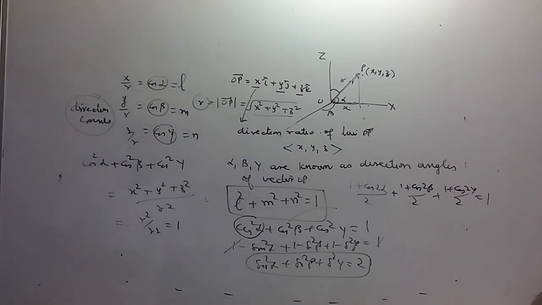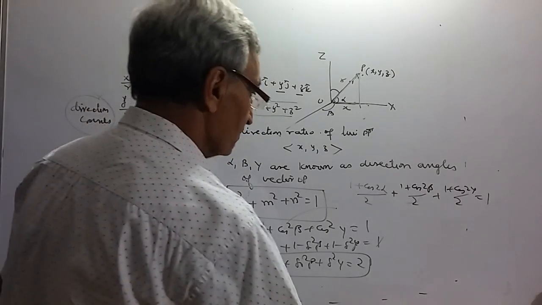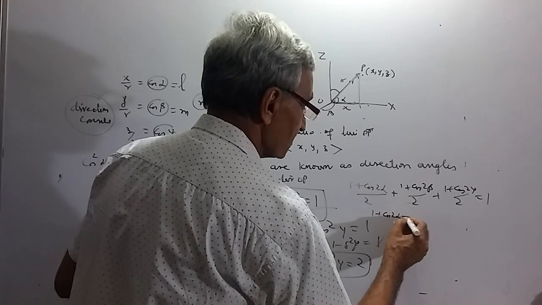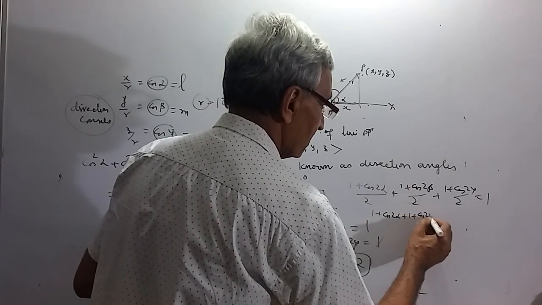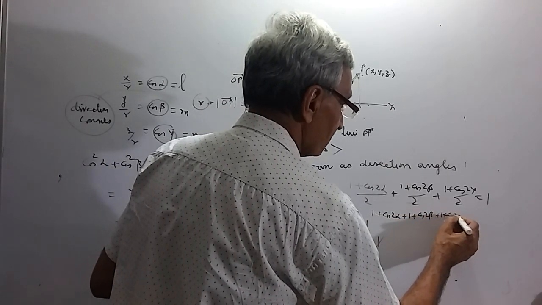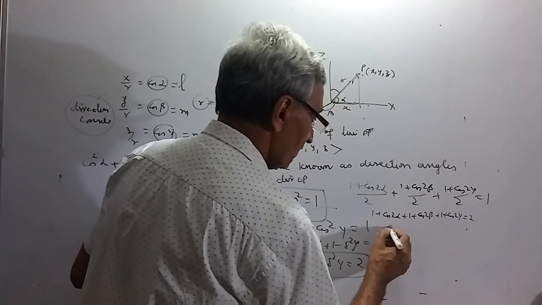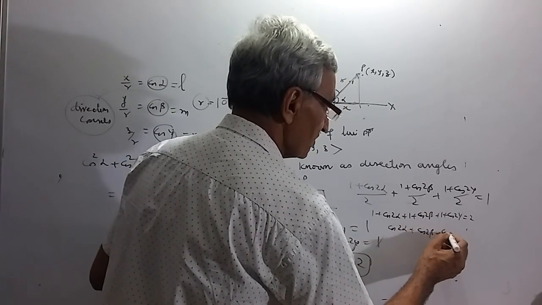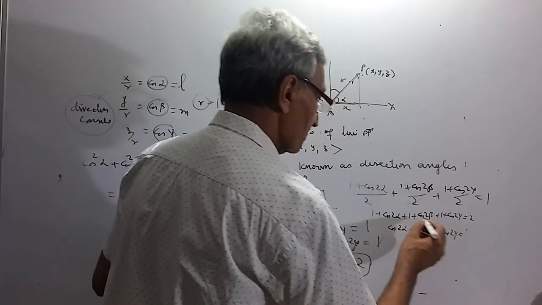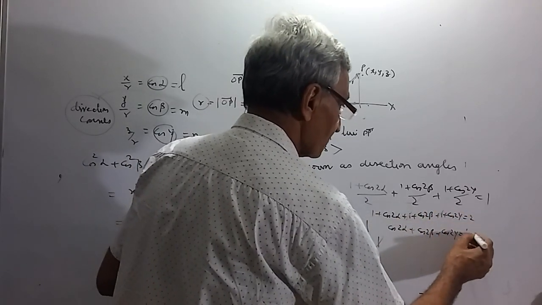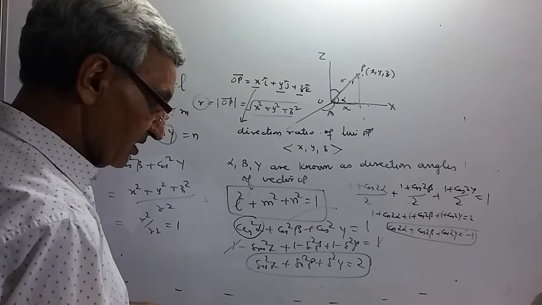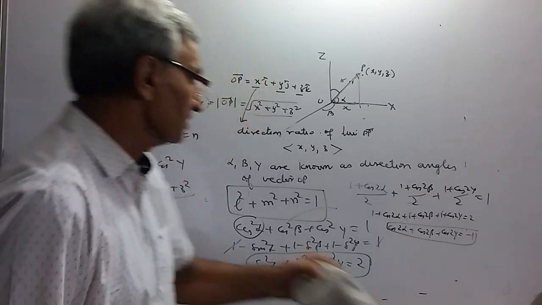So one equation: cos square alpha, so I have 1 plus cos 2 alpha plus 1 plus cos 2 beta plus 1 plus cos 2 gamma is equal to 2. So another equation: cos 2 alpha plus cos 2 beta plus cos 2 gamma is equal to minus 1. This is minus 1 here.